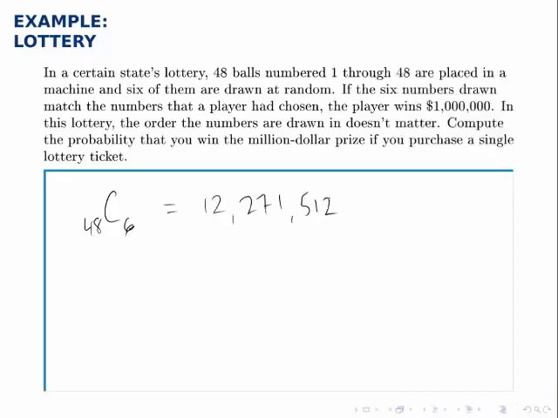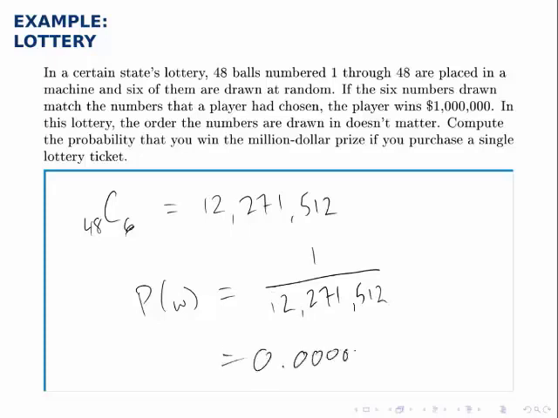That's the number of total possibilities for what could come up when these 6 numbers are drawn. Only one of them is the winning combination, though. So the probability of winning is the number of ways to get the winning ticket, there's only one, divided by the total number of possibilities for what ticket you could buy, and that's the 12,271,512. So it's a tiny probability, and in decimal form, it's 0 point and then 7 zeros, followed by an 8. So the tiny chance of winning given the number of possibilities that can occur.